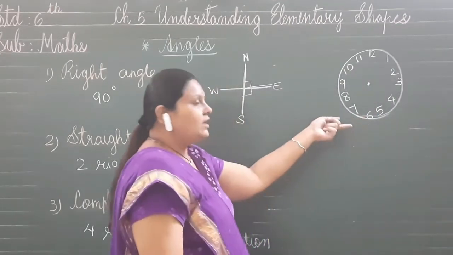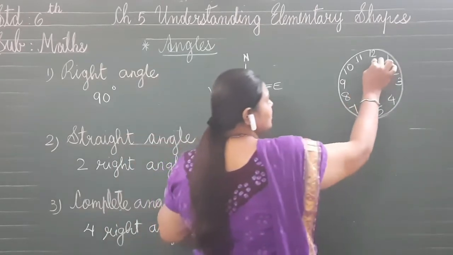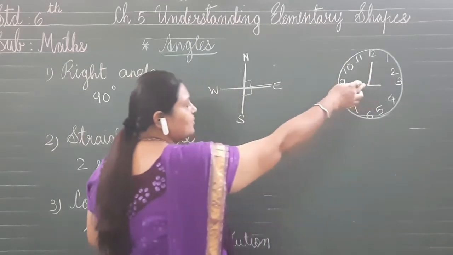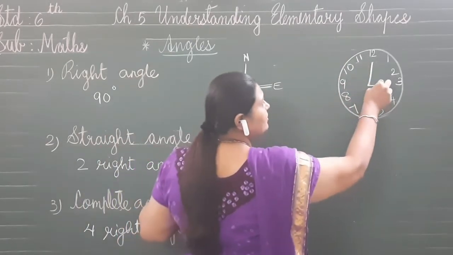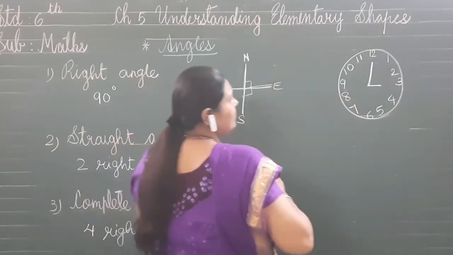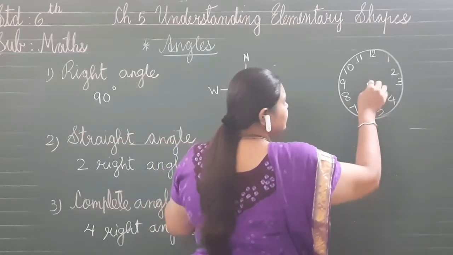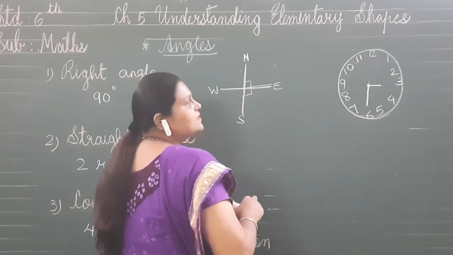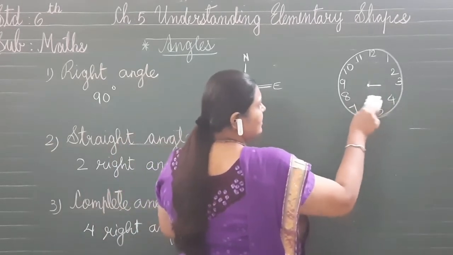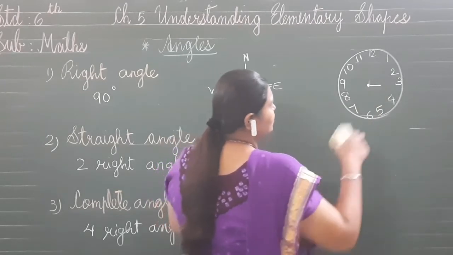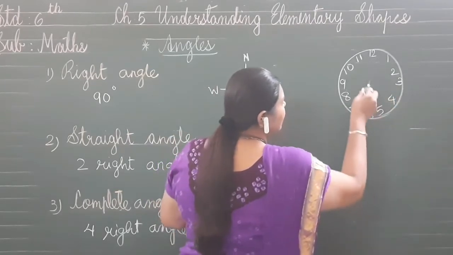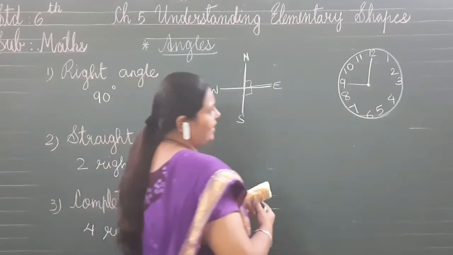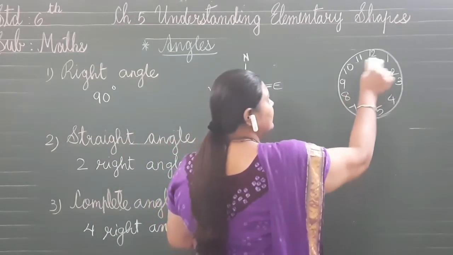If you observe a clock, if the hour hand and minute hand show a position like this, then it will be a right angle. In the same way, if the position is like this, then it also shows a right angle in a clock. And if the position of the clock is like this, it also shows a right angle, exactly 90 degrees.